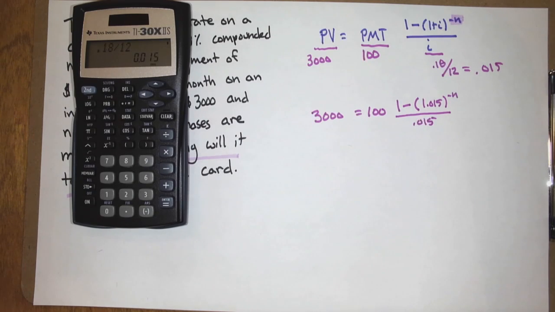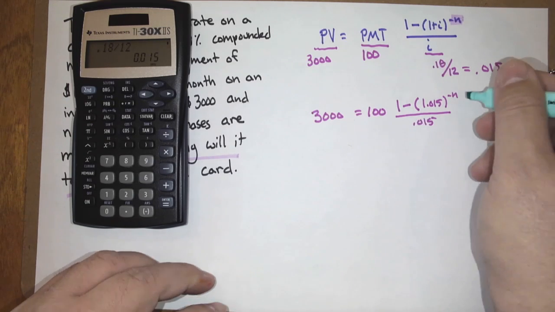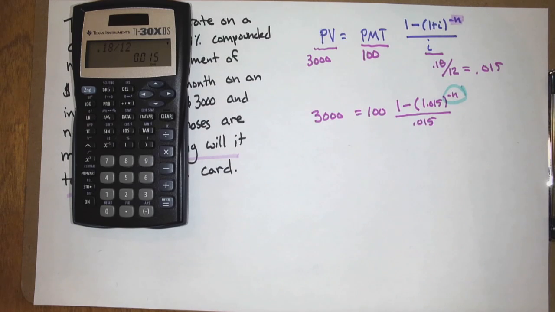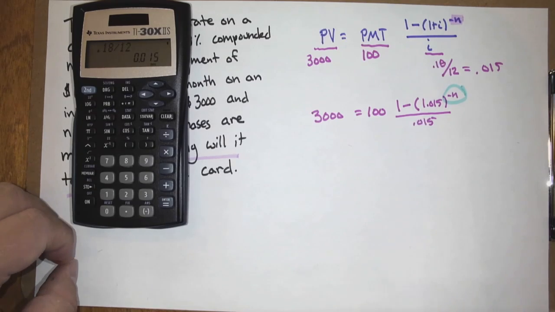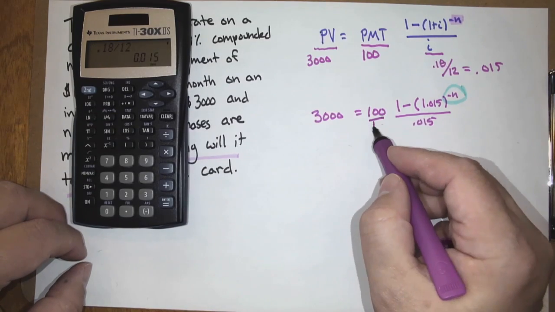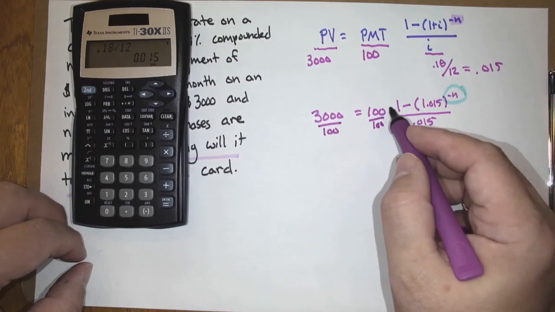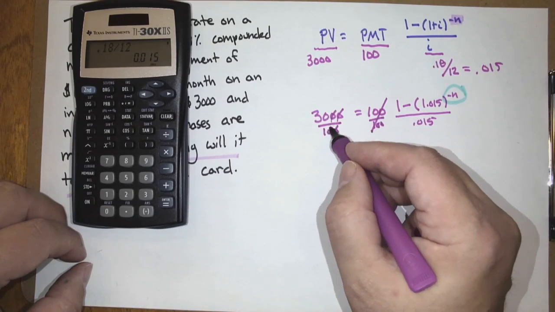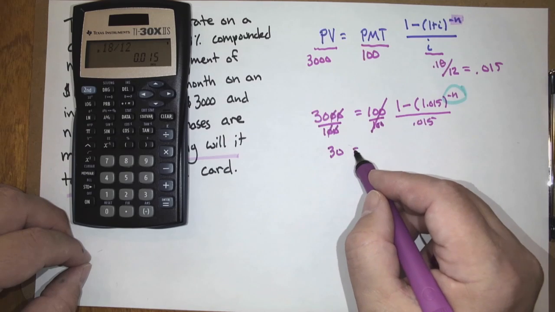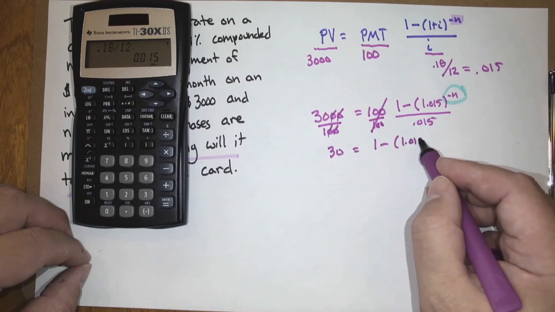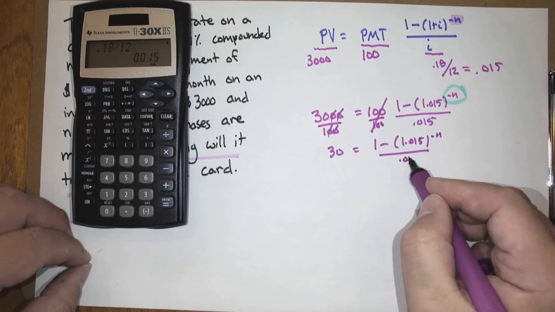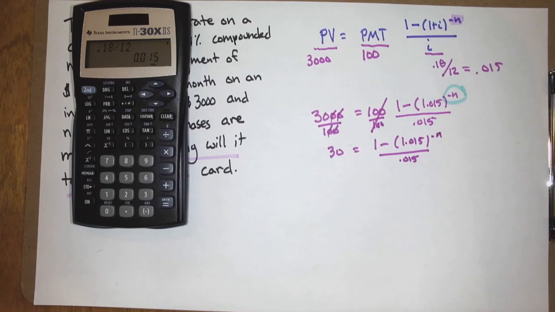Okay, we got to start moving things around. Ultimately, our goal is to get n by itself. Because if we can get n by itself, then we've won. That's what we're solving for. So how do we get there? Okay, we can divide by 100. Do that to both sides. And so then that gets rid of the 100 there. You can get rid of some zeros there. So 30 is equal to 1 minus 1.015 to the minus n over 0.015. Now what can we do?